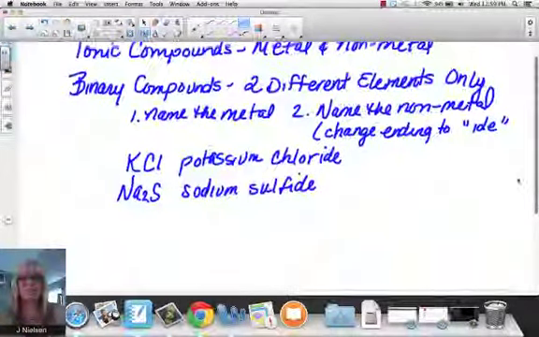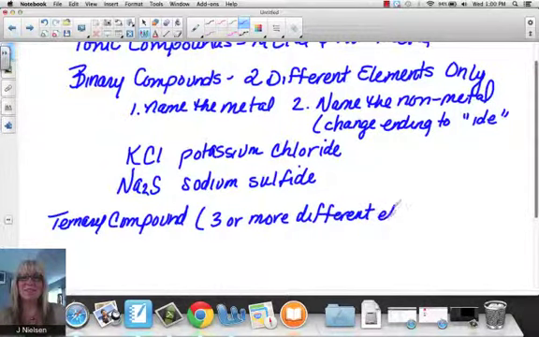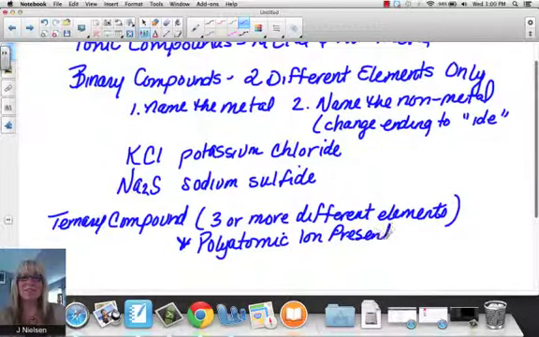Okay, let's talk about ternary compounds. Ternary compounds have 3 or more different elements. And usually when you have a ternary compound, there is a polyatomic ion present. So we know that we're going to be using Table E. There's a couple ways that this can appear.